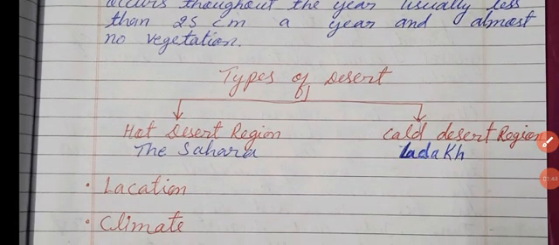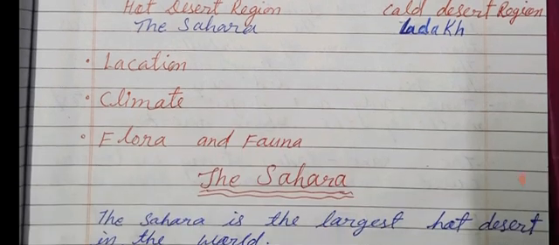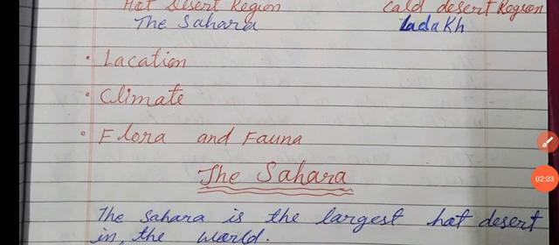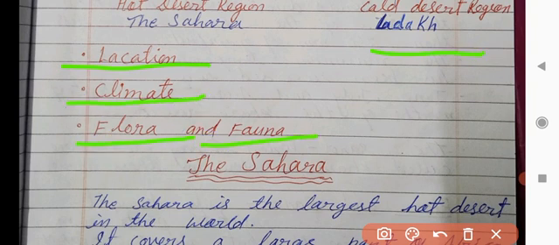Here, as you have seen in your book, there are two types of desert. First, the hot desert, in which we are going to study about the Sahara desert. The cold desert, in which we are going to study about the Ladakh desert. According to both topics, we are going to study the location of the Sahara desert as well as Ladakh, their climate, flora and fauna, how many types of flora and fauna are found in these areas.